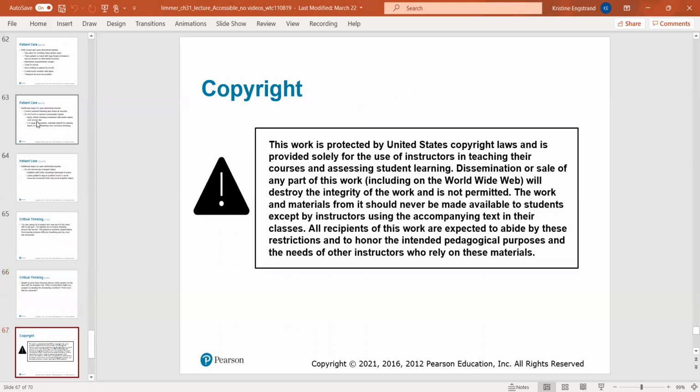Okay, so I'm going to leave you with that, your critical thinking question of the day. And that will take care of chapter 31.